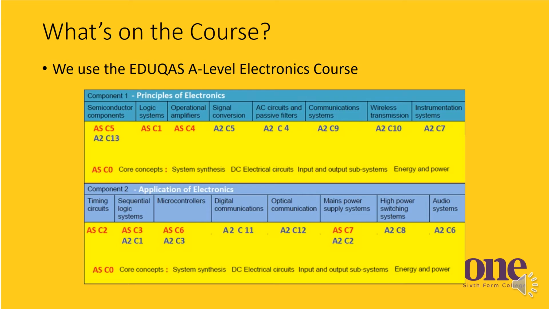We follow the EDUQAS A-level electronics curriculum. As you can see, there are two components. One is Principles of Electronics and the second one is Application of Electronics. There are two exams at the end of your year 13. They make up 80% of your whole A-level course, whereas 20% will be based on tasks 1 and 2, which you will do in year 13.